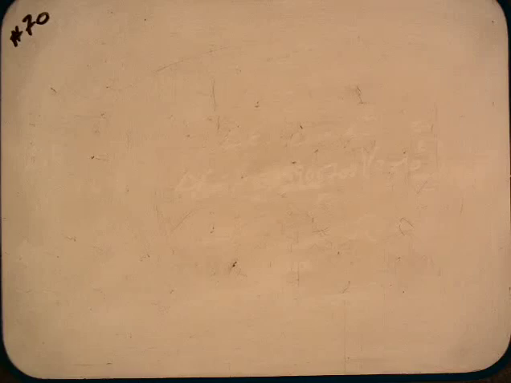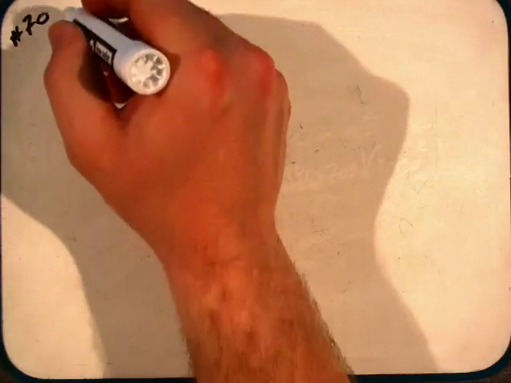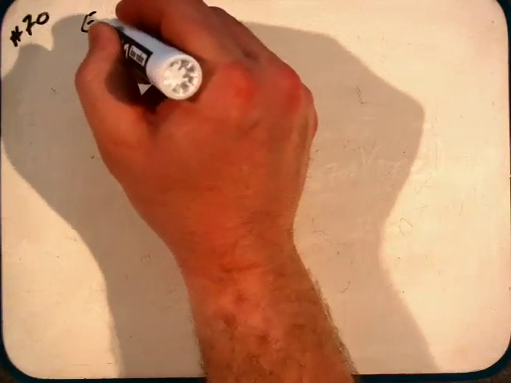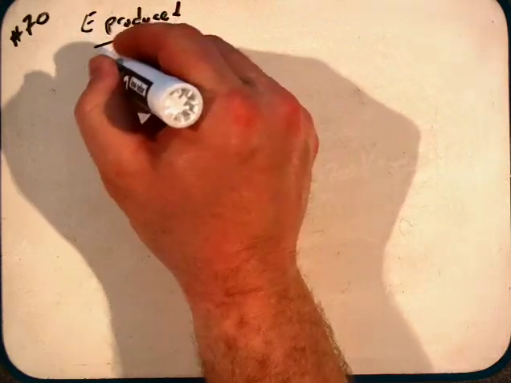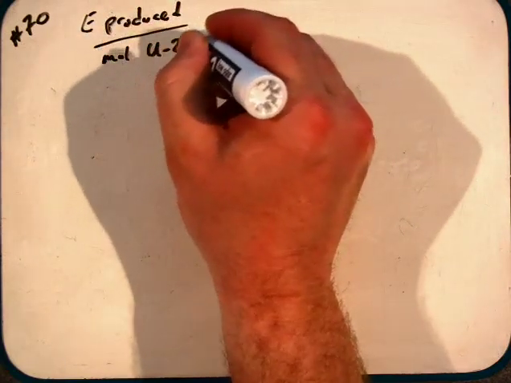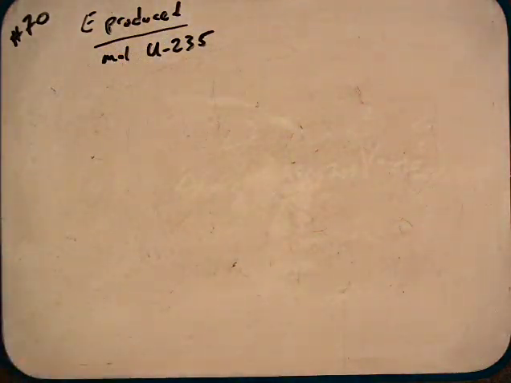Number 70 in chapter 19 asks us to calculate the energy produced per mole of uranium-235 for the neutron-induced fission of U-235 to produce tellurium-137 and zirconium-97.